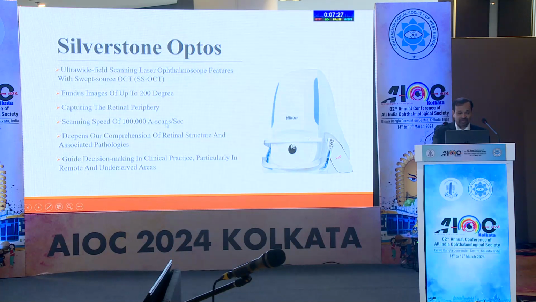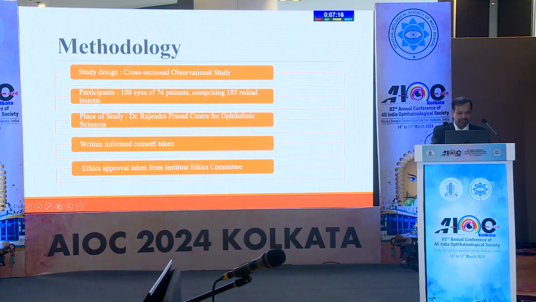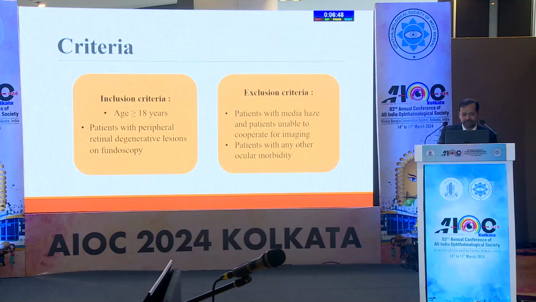Now, what it does is it gives around 1,000 A scans per second. That is a fairly high number of A scans to give us high resolution images of the peripheral lesions. I'll not go into various other technicalities, but I'll just discuss our study, which was a cross-sectional study. We took around 100 eyes of around 76 patients, and we imaged more than 100 lesions in these eyes using this instrument. This was a thesis topic we had undertaken, which was done after written informed consent and ethics approval.